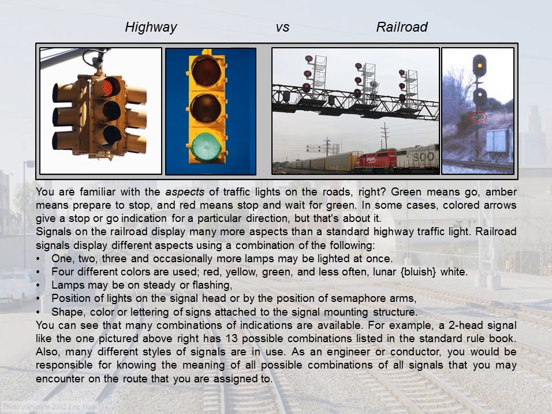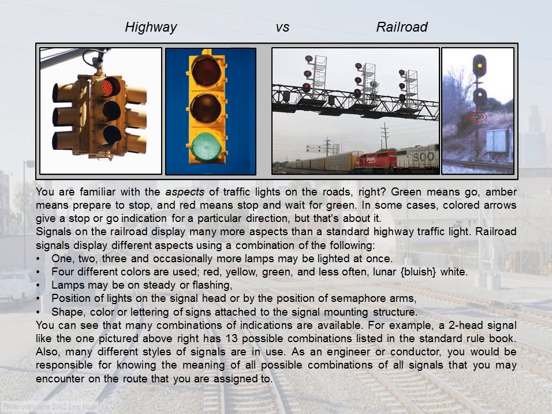Railroad signals display different aspects using a combination of the following: 1, 2, 3, and occasionally more lamps may be lighted at once. 4 different colors are used: red, yellow, green, and less often lunar white. Lamps may be on steady or flashing. Position of lights on the signal head or by position of semaphore arms. Shape, color, or lettering of signs attached to the signal mounting structure.